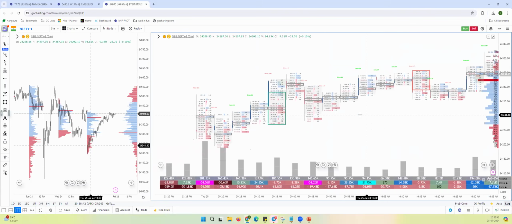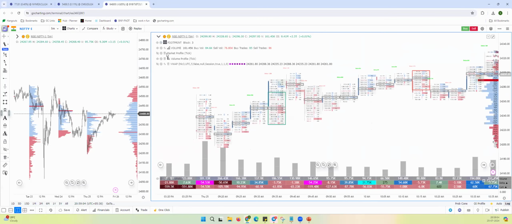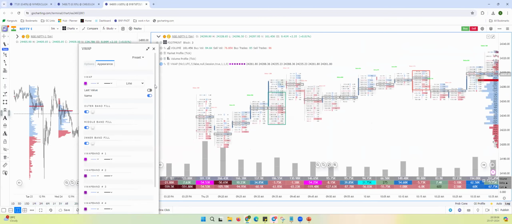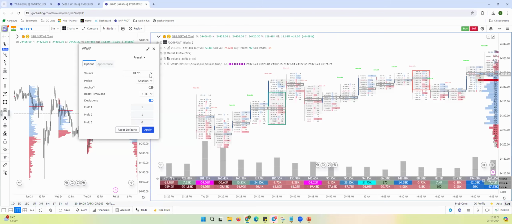One summary, guys: form your plan, form your view of the market, maybe right, maybe wrong, based on volume profile, market profile, CPR, resistance, or whatever view you use. And then do the execution with order flow confidence. The VWAP settings I have are HLC3, session, and 1, 1. I'm just using one standard deviation.